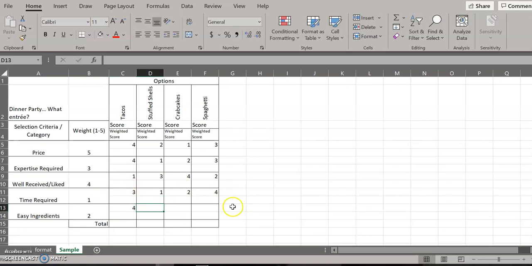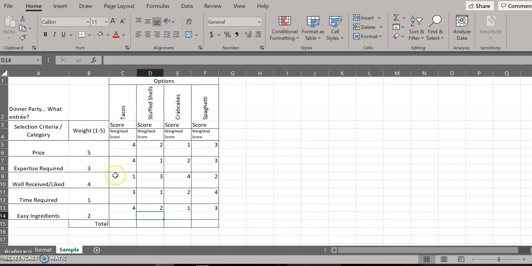Since time required, we flipped that. I'll go ahead and change that to 3. And easy ingredients, I would say stuffed would be 2. And I would say crab cakes would be 1, because depending upon the time of year, it might be a little bit more difficult to do that. Okay, so now we have all of our scores.